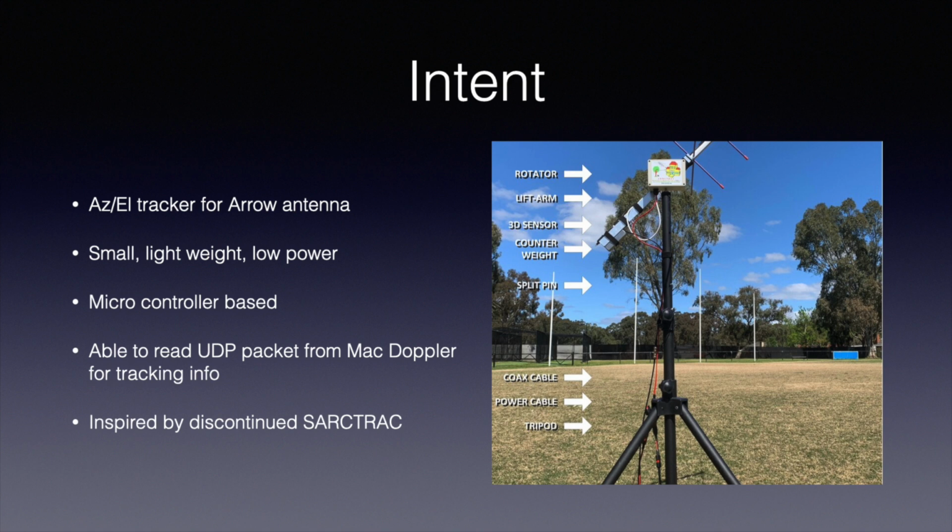So I was looking for a simple, small AZ/EL rotor for my handheld Arrow antenna, and I stumbled across the SARC project, but unfortunately it had been discontinued and was no longer supported. I believe I reached out to them and asked for their source code, because I think theirs was based on a Raspberry Pi as well, and got no response, and their website now indicates as much.